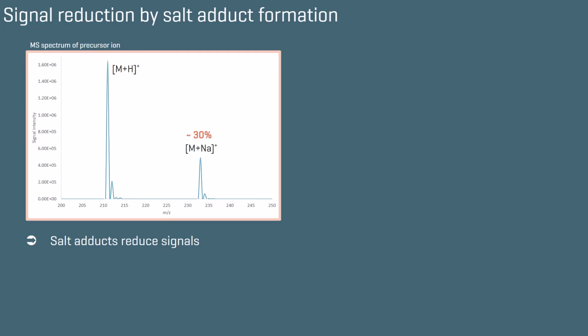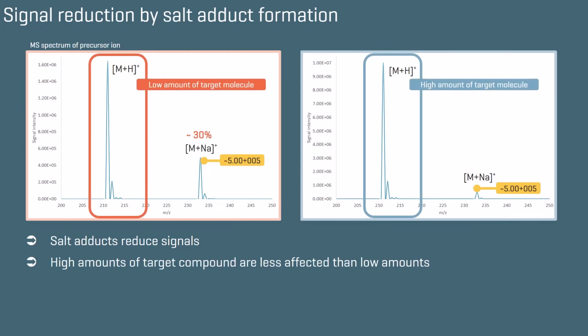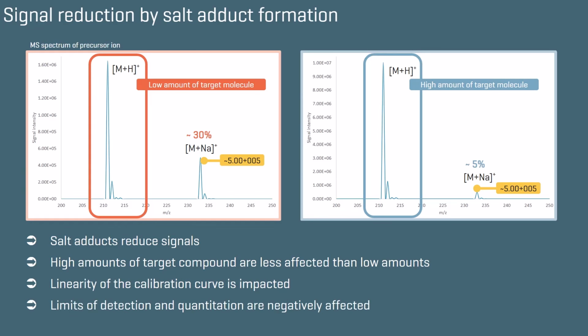It is not uncommon that the signal intensity of the salt adduct remains at the same level, so higher amounts of your target compound will not be affected in the same way as low amounts. In this example, the loss for the high amount sample will only be 5%. Hence, salt adduct formation can greatly impact the linearity of your calibration curve. Splitting your signal can also severely affect your lower limit of detection and quantitation.